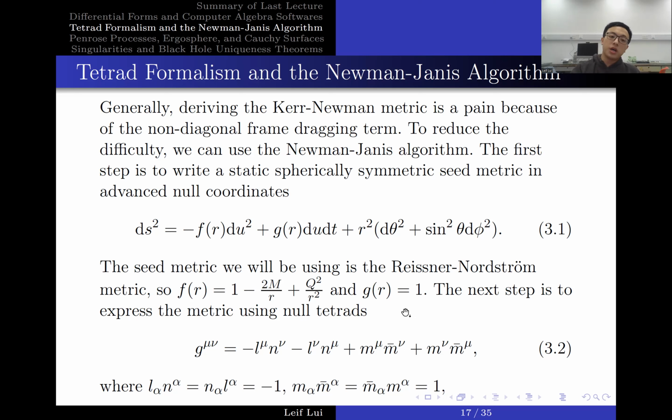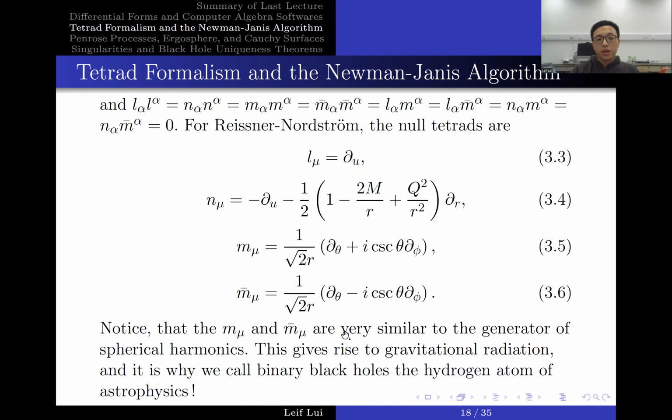The next step is to use the method of null tetrads. Basically the null tetrads are a set of orthonormal bases, and g mu nu can be written as follows, and they must satisfy the following conditions. L alpha times N alpha must be -1, and the multiplication of M alpha and its complex conjugate must be 1. Additionally, all the other components must vanish, not all, but these components must vanish.